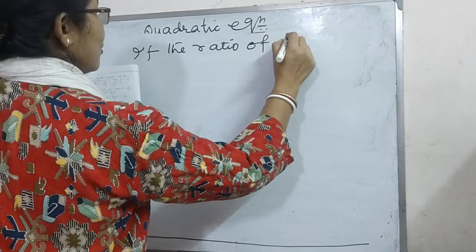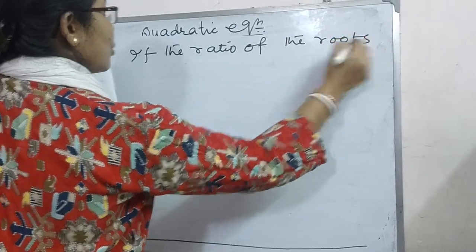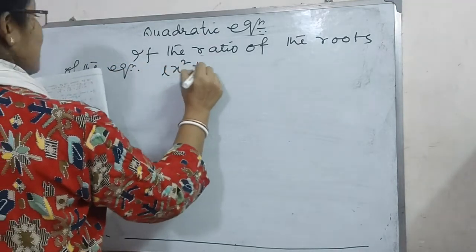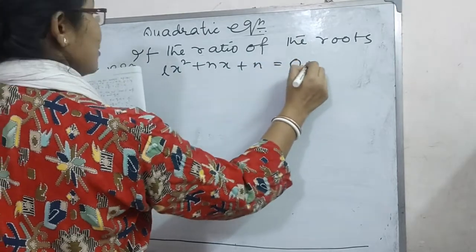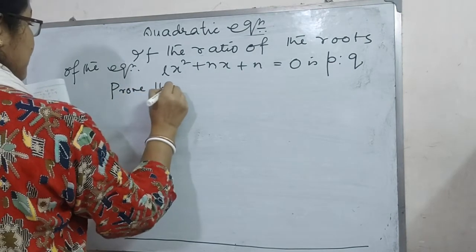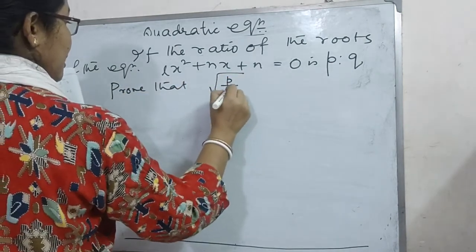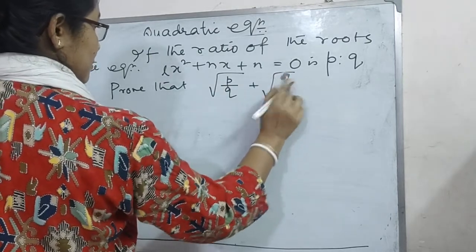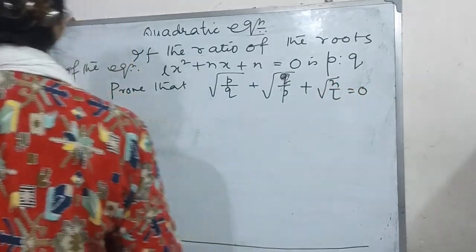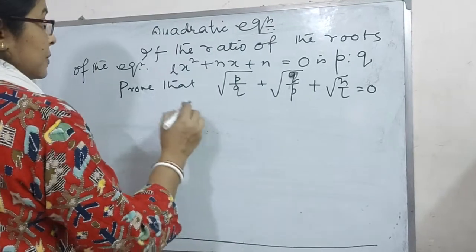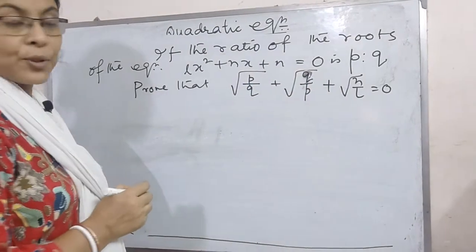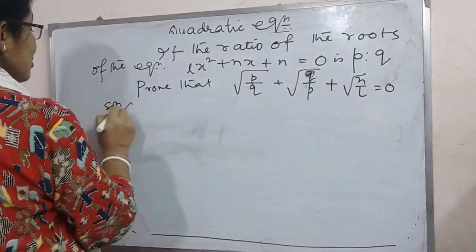If the ratio of the roots of the equation Lx square plus nx plus n equal to 0 is P is to Q, prove that root over P by Q plus root over Q by P plus root over n by L is equal to 0. As per the question, the ratio of the roots is P is to Q. This is the solution part.